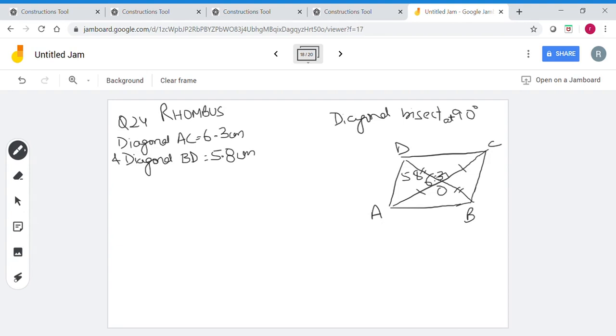So how will we do the construction, since we don't know the length of any of the sides? So let's start with AC. Now this is something that I'll come to in a second. I have drawn AC of 6.3.